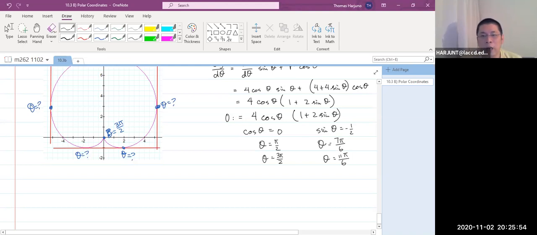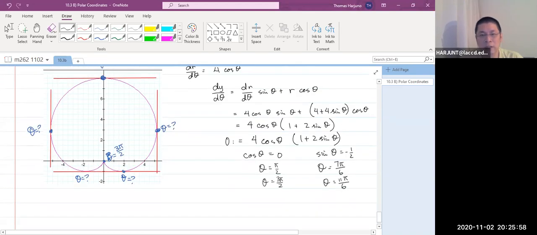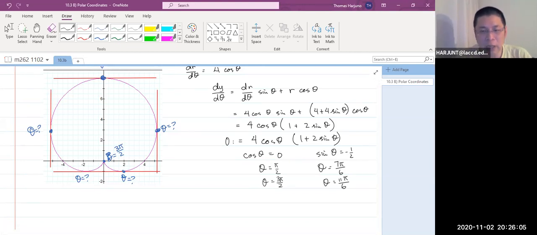But no, we cannot say that we have a horizontal tangent line at these theta yet. No, not yet. Why? Because we need to make sure that dx d theta is not 0 at those theta. Okay, so let's take a look at what happens with dx d theta.